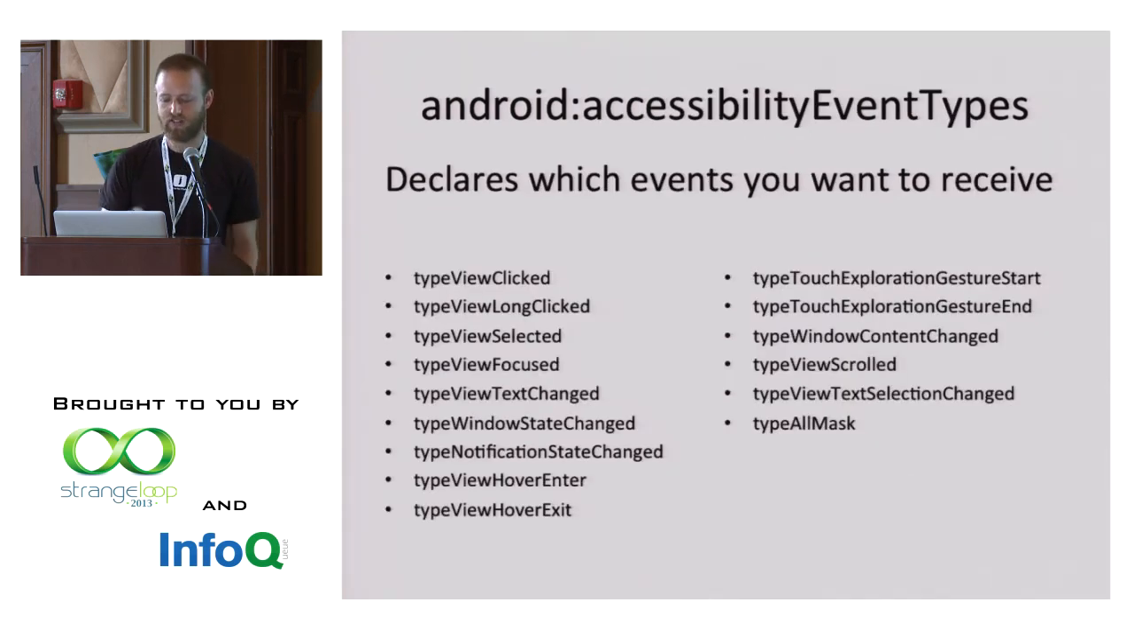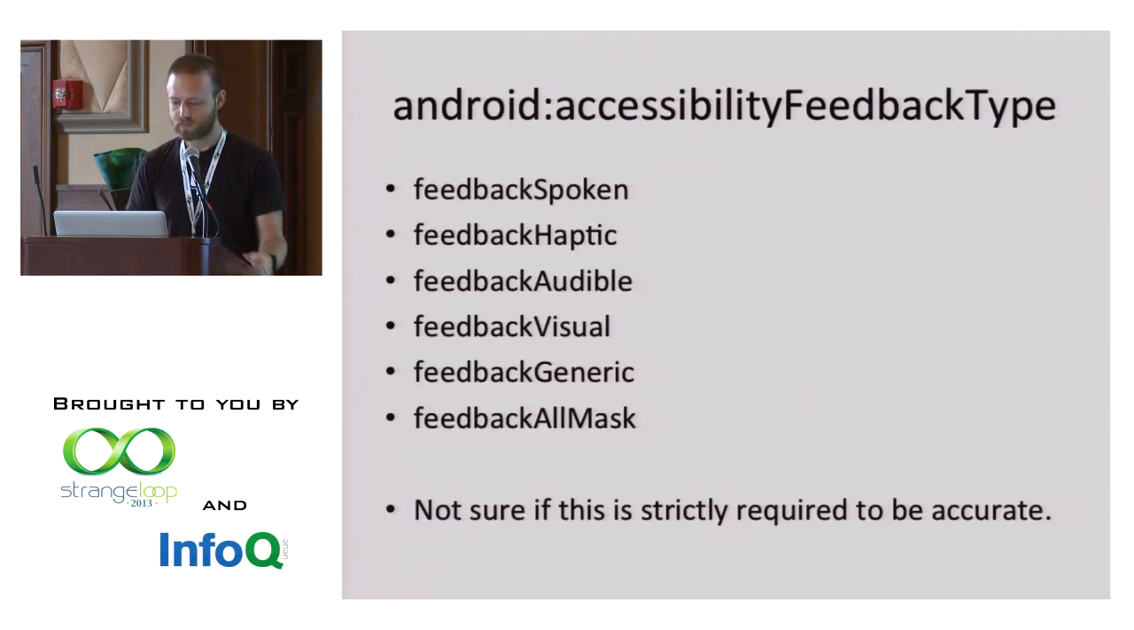The accessibility event types are all the things you can respond to. It's basically a filter, so if you only care about when the user focuses on something or clicks on something, you can get that. In my case, I just used the type all mask because I had a bunch of different ones that I wanted to use. And then the feedback type, I'm not sure that this is actually required to be accurate. I haven't really seen this used in any of the UI, but I just declared that my service provided audible feedback.